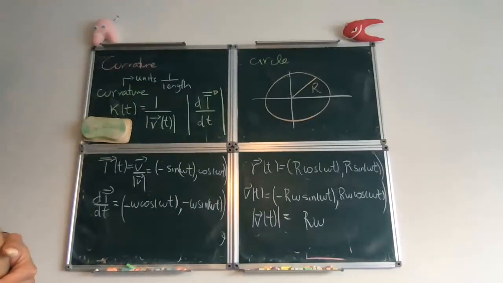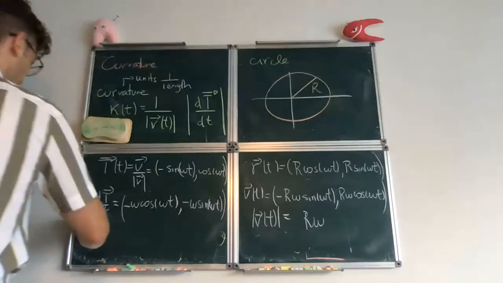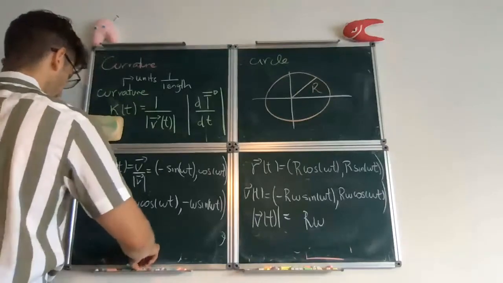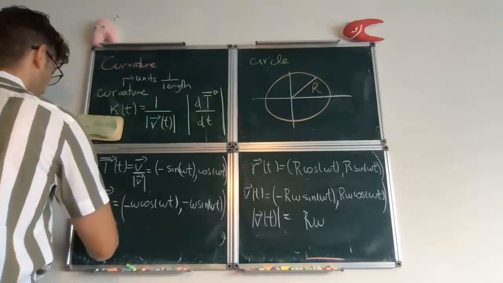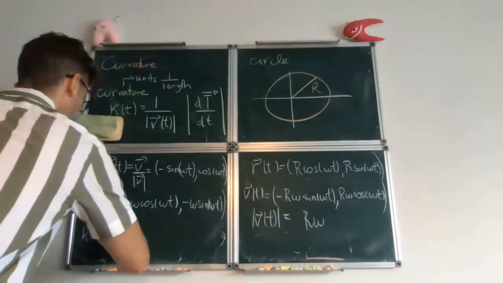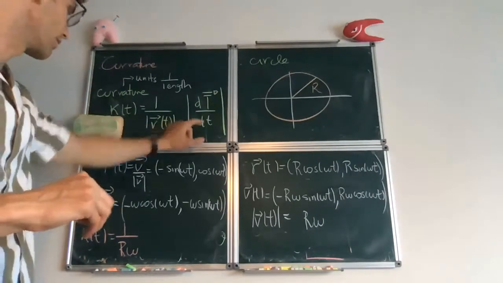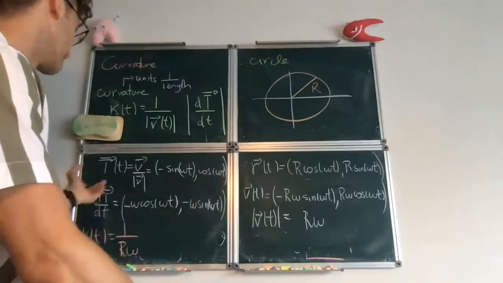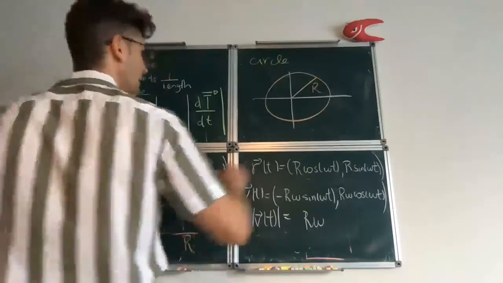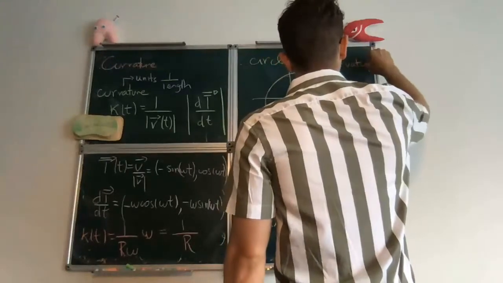Okay? And finally, the curvature will be 1 over the speed. The speed was r omega, so this will be 1 over r omega. And then the norm of this vector, right? The norm of this vector is just omega. So this is 1 over r. So a circle of radius r has constant curvature 1 over r.